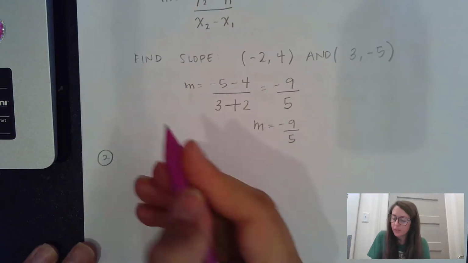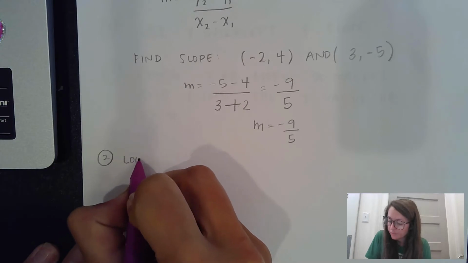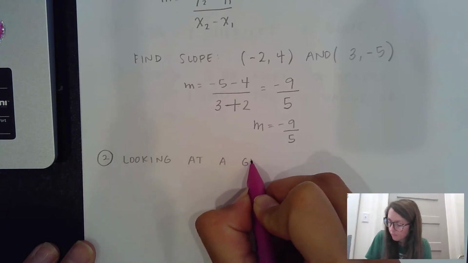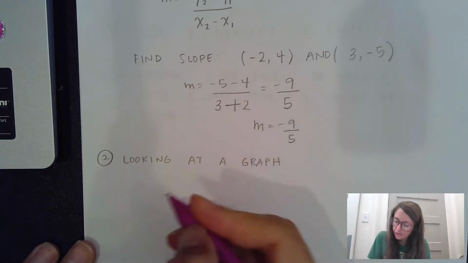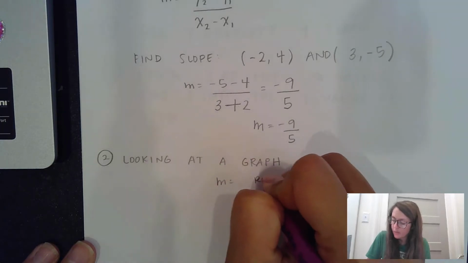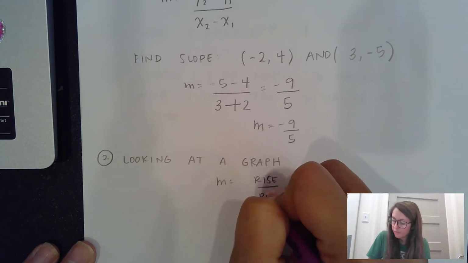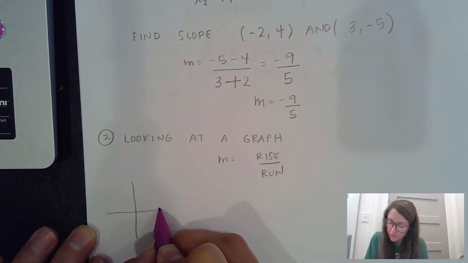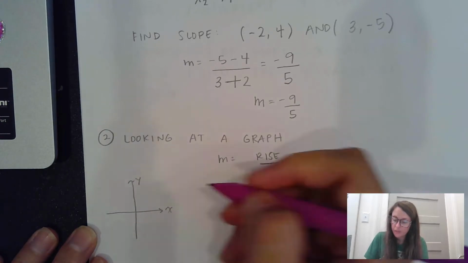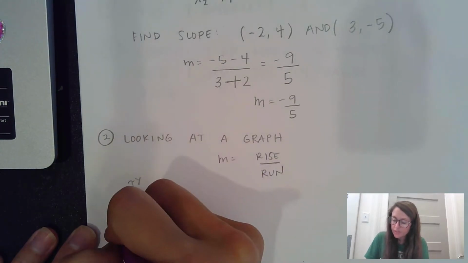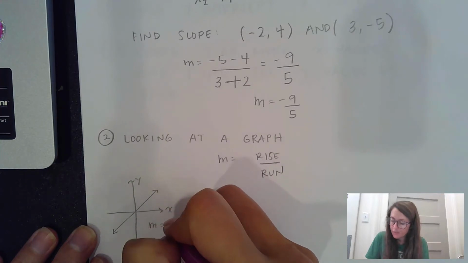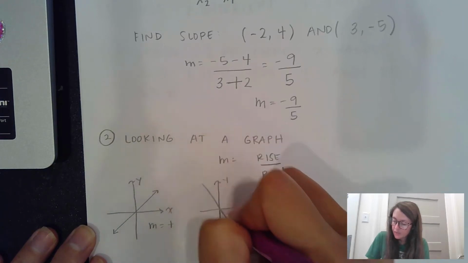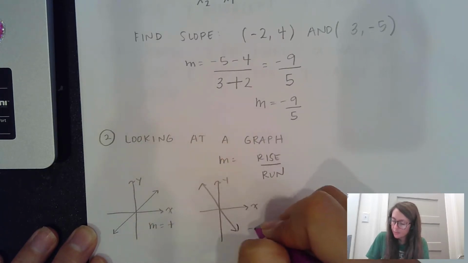The other way that you can do it is looking at a graph. So let's just kind of look. The slope is going to be your rise over your run. I'm not going to draw any points here, but if I were to increase from left to right, that's going to have a positive slope. If I decrease from left to right, I'm going to have a negative slope.